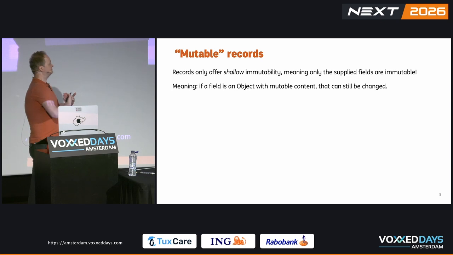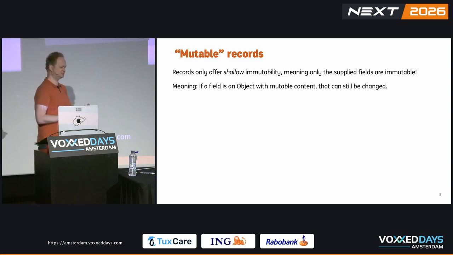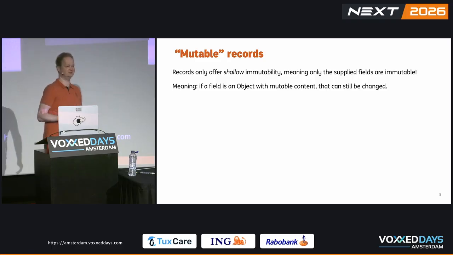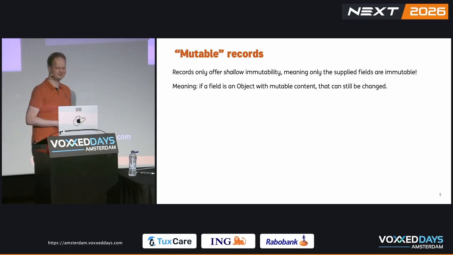The reason why I came up with this talk is because one of my colleagues came to me. I had a record, he said, and I have a list in it, and I can add items, and I can remove items. What's going on here? Records should be immutable, right? But they're not. The fields that you supply to a record, those are immutable.